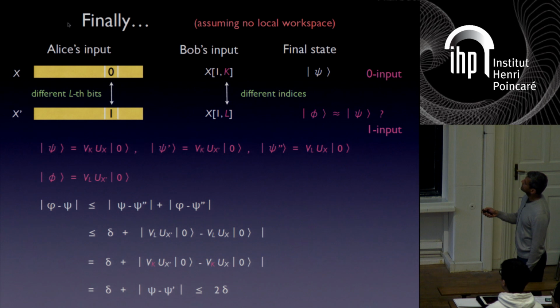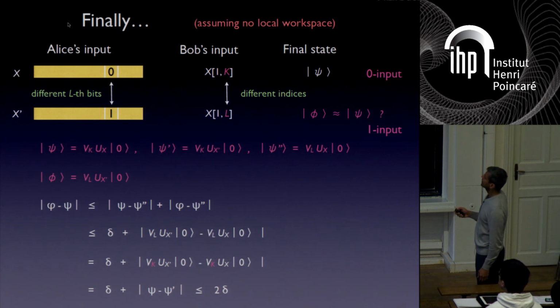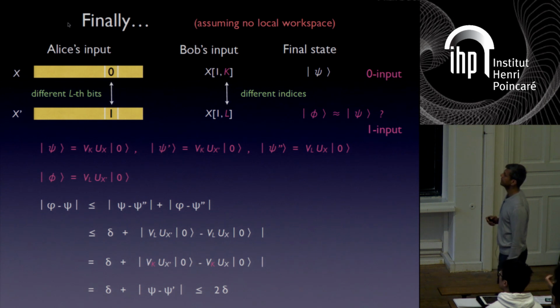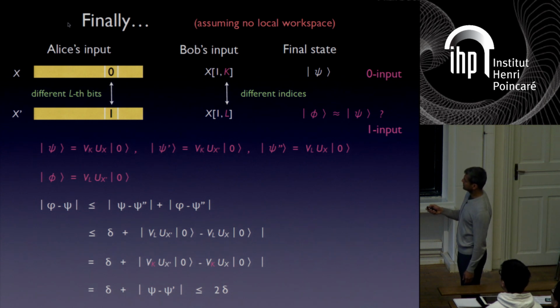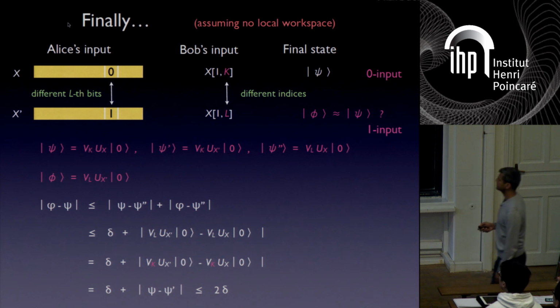We have argued that these two are close to each other. We have also argued that psi and psi double prime are close to each other. Let's just call their distances in the L2 norm delta. And we'll show that phi, where both inputs to Alice and Bob are different from that here, is also close to psi. Okay, and it follows from this set of triangle inequalities.